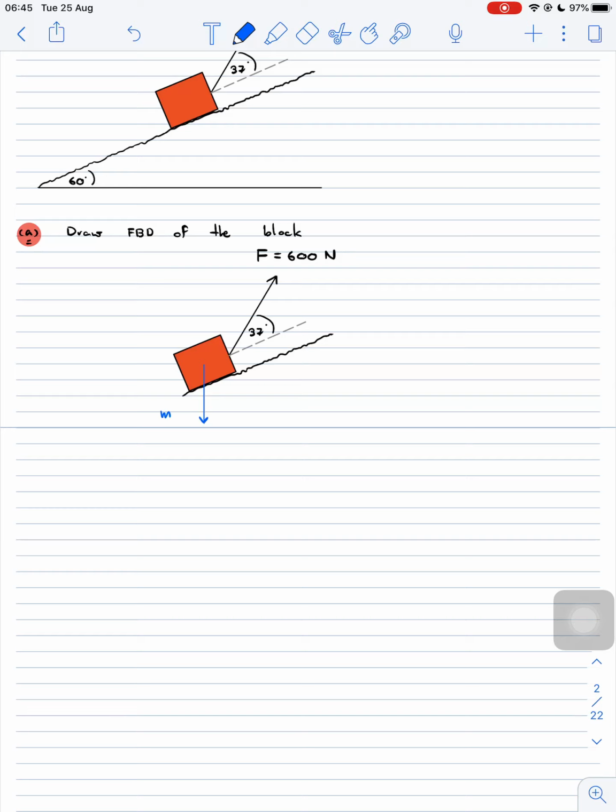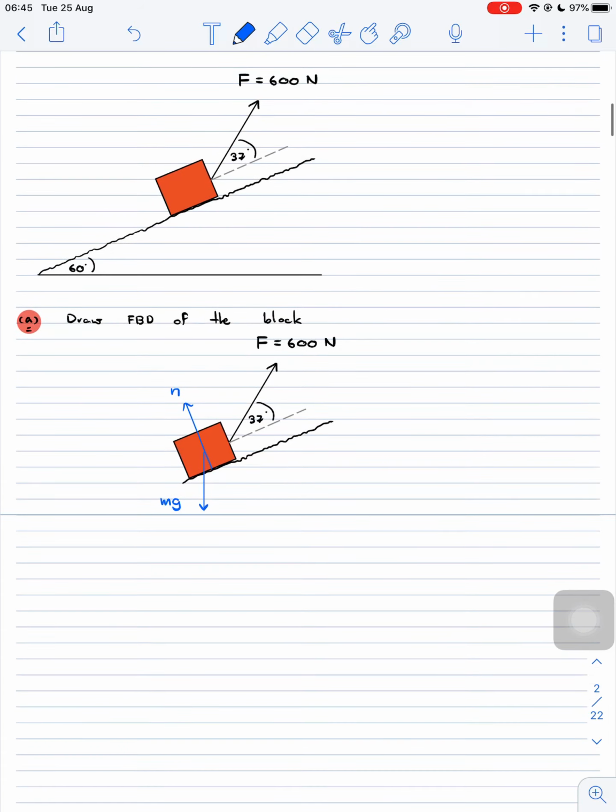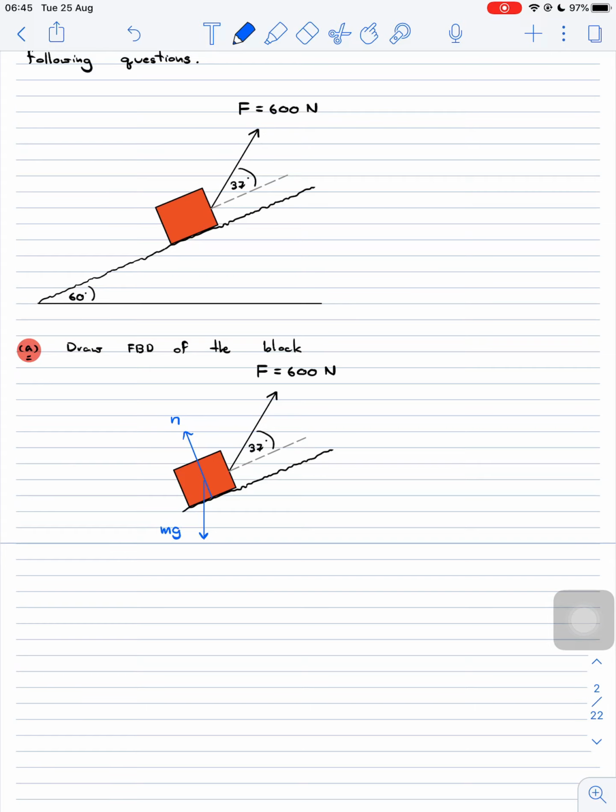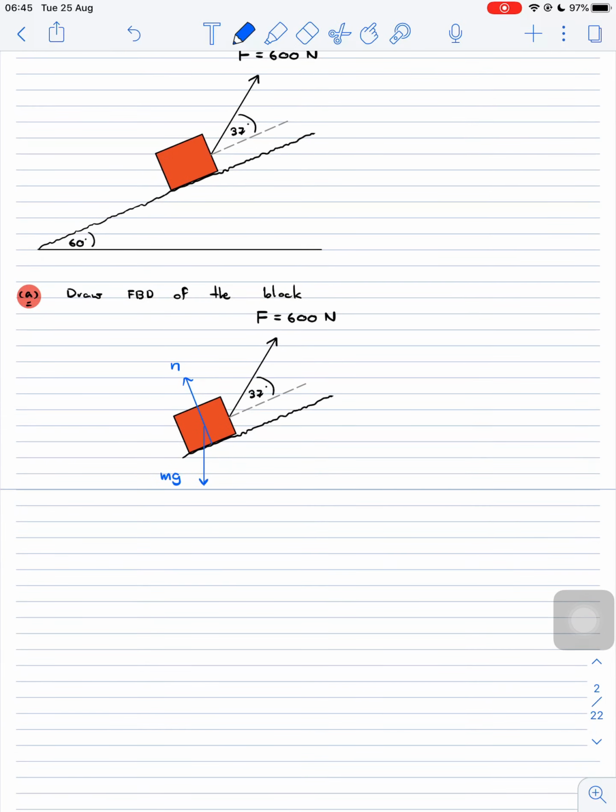The weight here is equal to m times g, right? And then what else? We have the normal force. Normal force just points in this direction. Okay, let's say the normal force is equal to small n, right? And then we must have the kinetic friction, because the object is moving along the incline. We must have the kinetic friction.